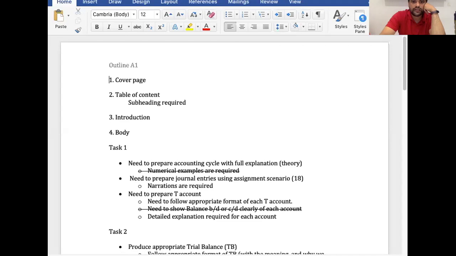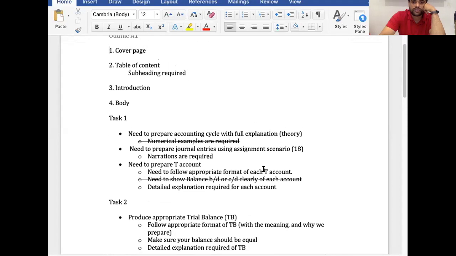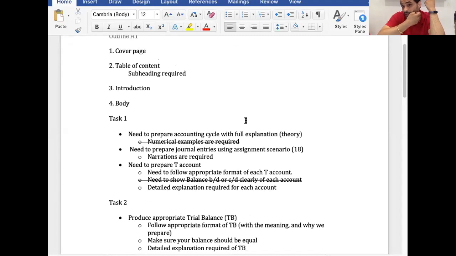Okay, so I got the outline. Let me show you here. Can you see the outline? This one, right? Task 1, task 2. Yes. Okay, so can you please take a picture of your screen right now and keep it with you, so I don't have to send you the outline.